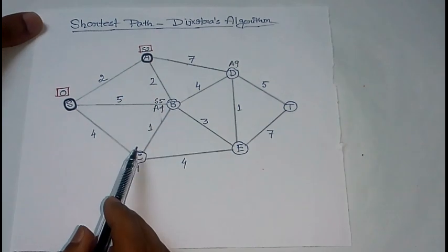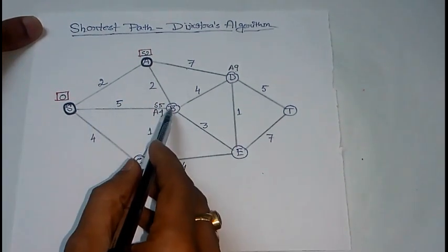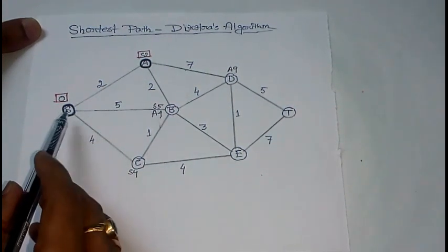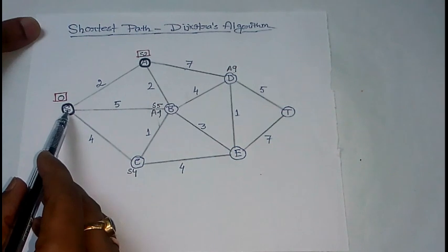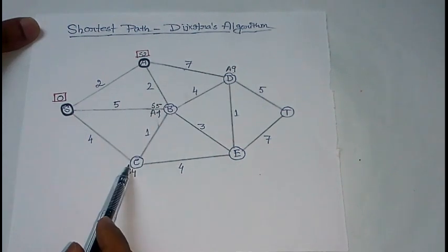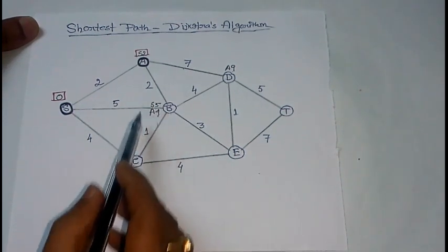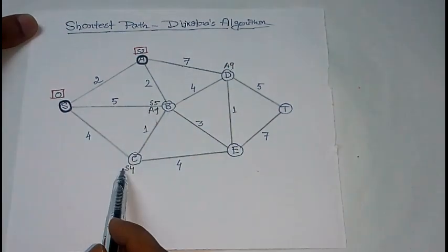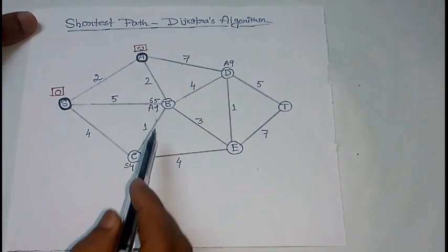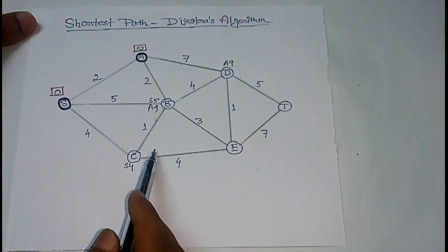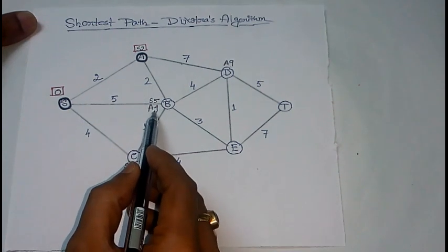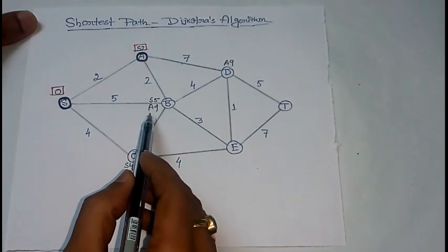Next, consider the vertices which are adjacent to S. There are two vertices B and C, and here we have already calculated the distances from S to B and S to C, and these are given by these temporary labels. So now we have four temporary labels, 4, 4, 5, 9, and we have to compute the minimum of these four labels, which is obviously 4, and this appears in two cases.